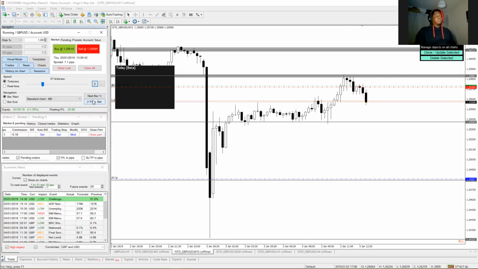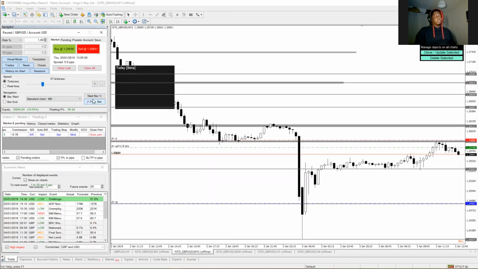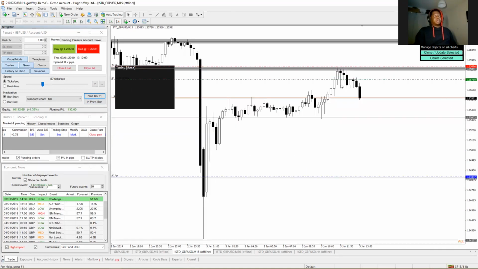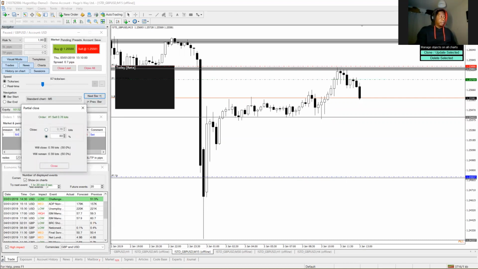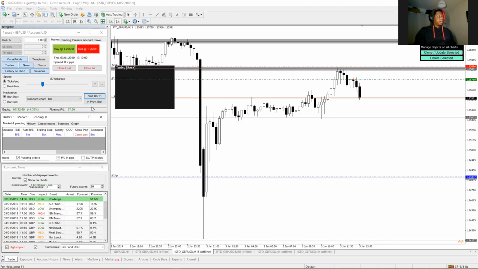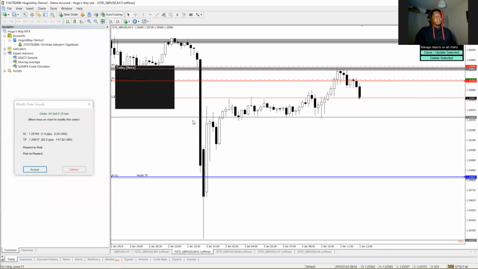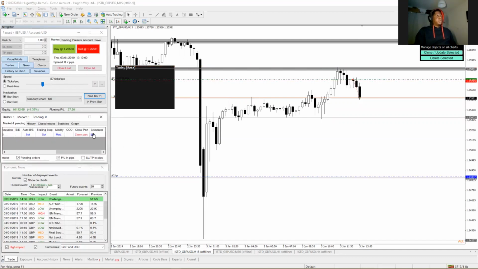So at this point, I'm just gonna skip next by 5 minutes since we've already seen how the trade formed. What have I done? Did I close this trade or not? I think I moved back. So I'm gonna modify and put this at break even. And I'm gonna click next by 5 minutes.